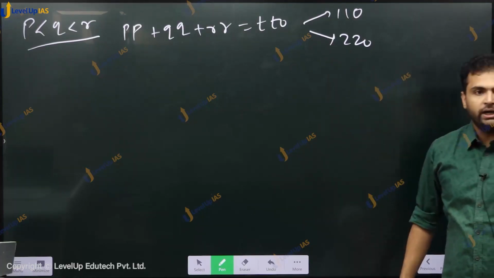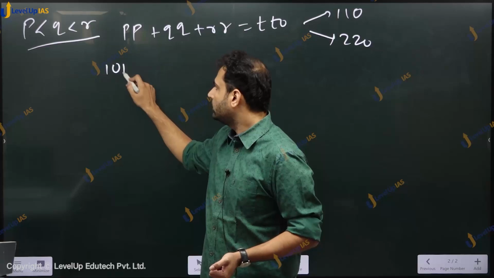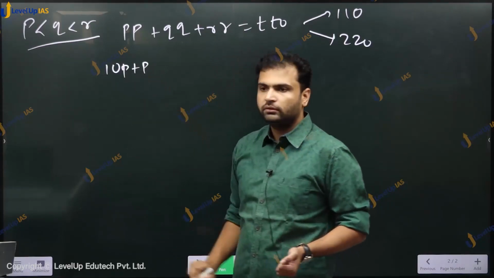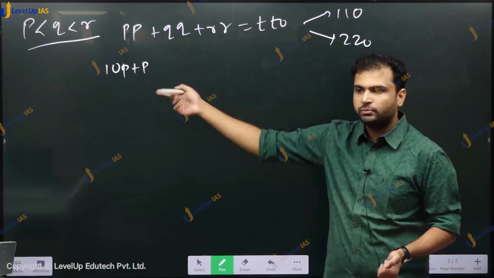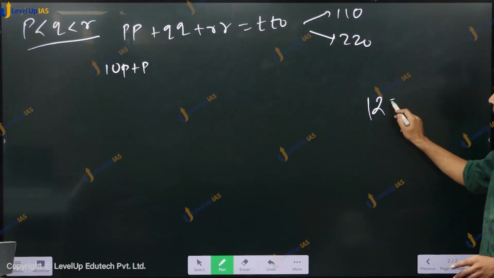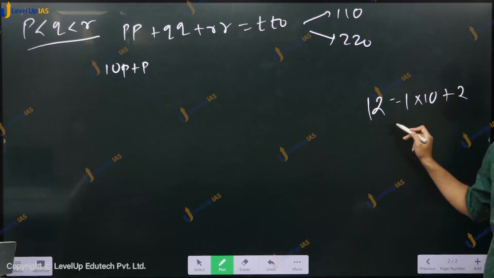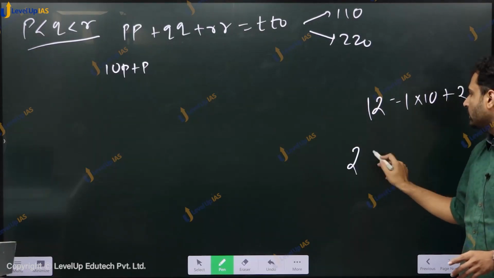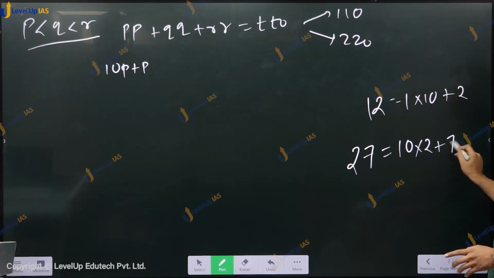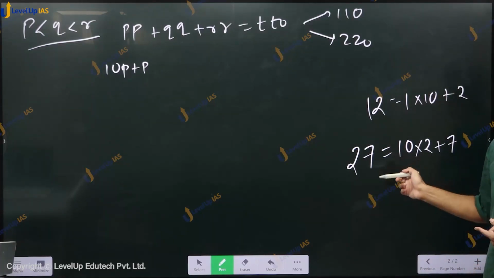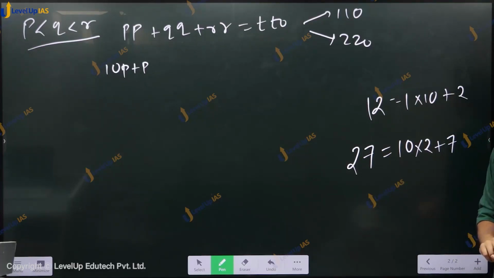So here let us do that. Can I write PP as 10p plus p? Place values, basic place value. If we have to write 12, how do we write? 1 into 10 plus 2. If I have to write 27, I write it as 10 into 2 plus 7. Right? Everybody is familiar with this. We have done this in the previous class.